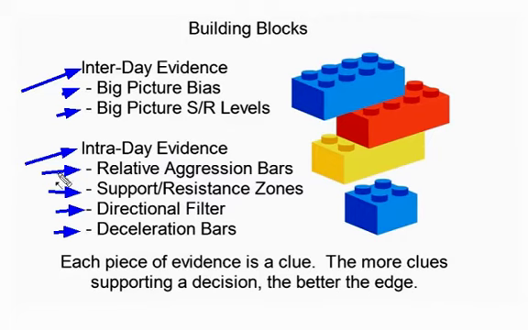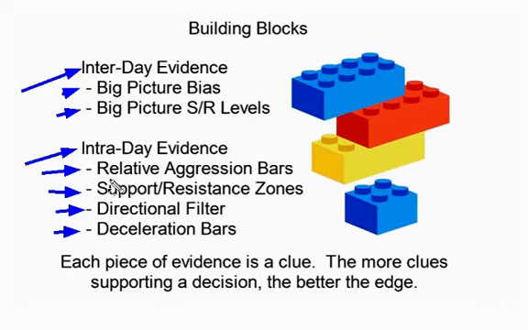But relative aggression, what the software does is it tells us which side, buyers or sellers, at any given time is more aggressive, because again, it's aggression that moves the market. And then we have three levels of relative aggression within both buying and selling: moderate, strong, and extreme.